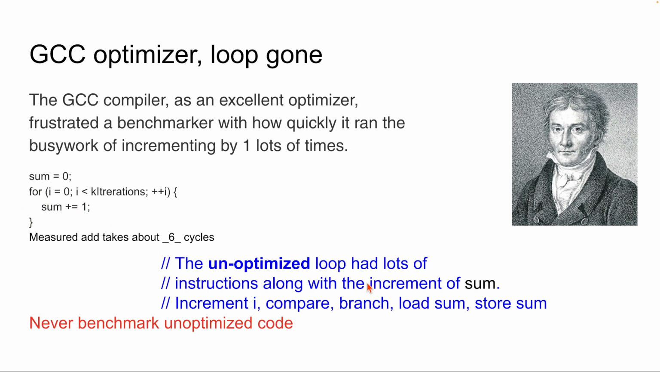But the loop has, in addition to the increment, the load I and increment I, compare that to the end, conditional branch, load sum, store sum. So there's like 6 instructions, 6 cycles worth of work inside the loop. So one thing to remember is never benchmark unoptimized code.